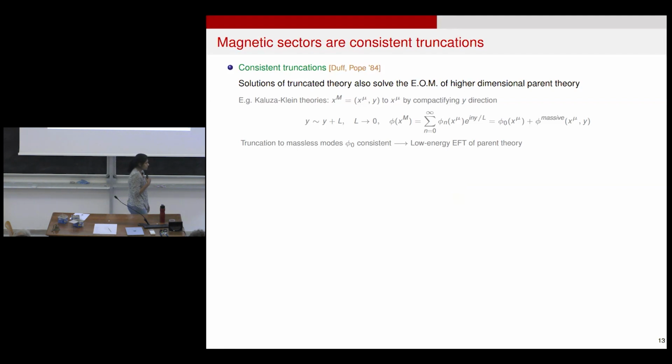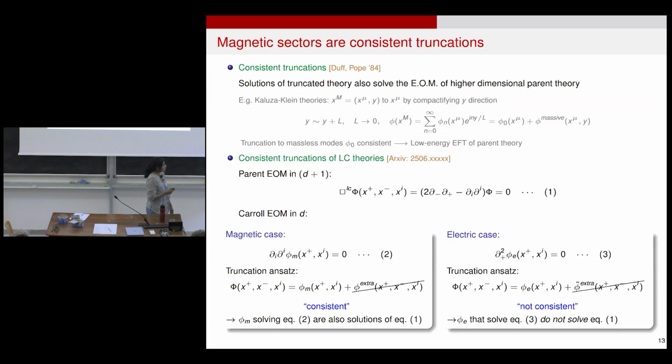So, but it really doesn't have anything to do with gravitational theories or anything. It's simply about the structure of equations of motion. So if we can find a solution of the truncated theory, which also solves the higher dimensional parent equation of motion, then it is said to be a consistent truncation.